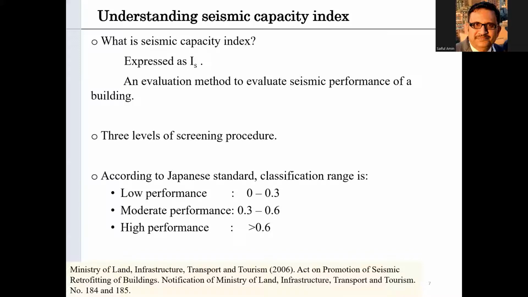Now, what is seismic capacity index? Seismic capacity index, generally expressed as IS, is an evaluation method for evaluating seismic performance of a building. There are three levels of this screening procedure. In this research, the first level procedure to determine IS has been used. IS values range from 0 to higher, and the higher the IS value, the higher its performance.